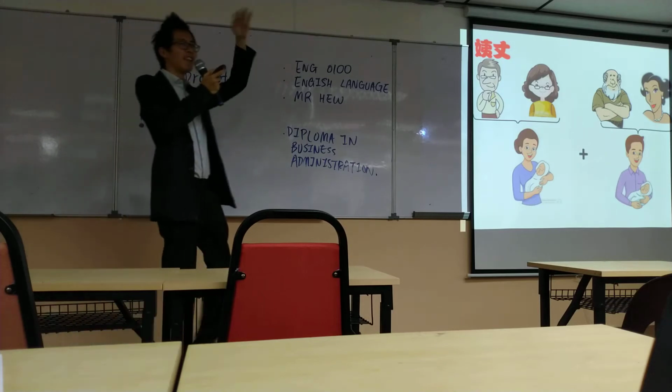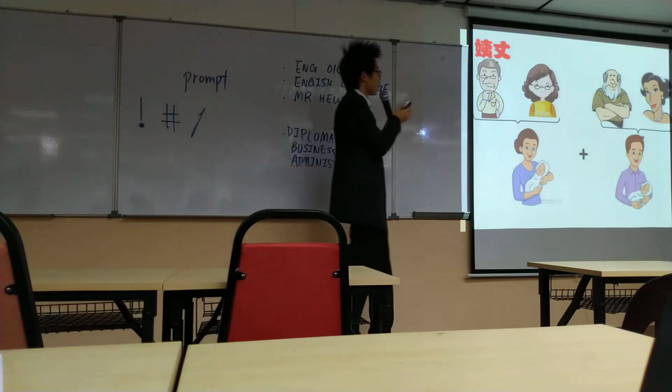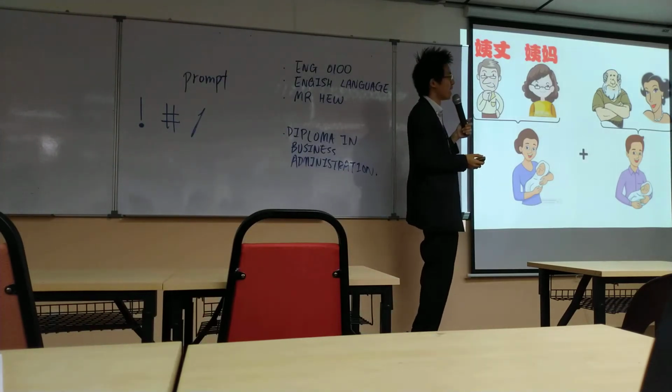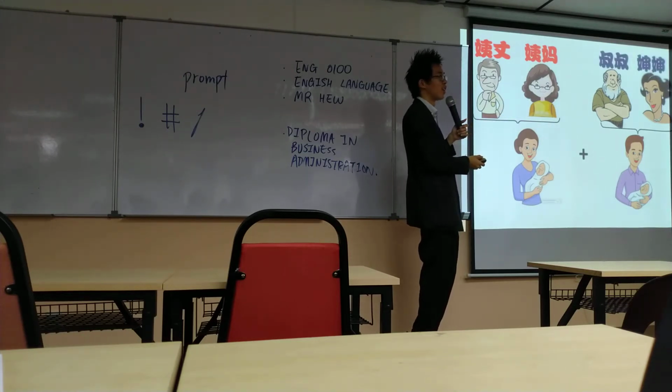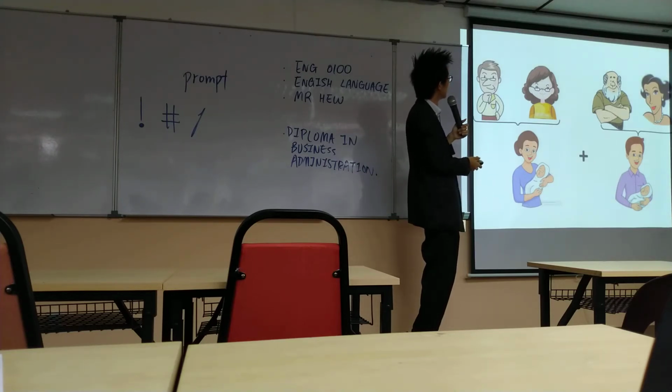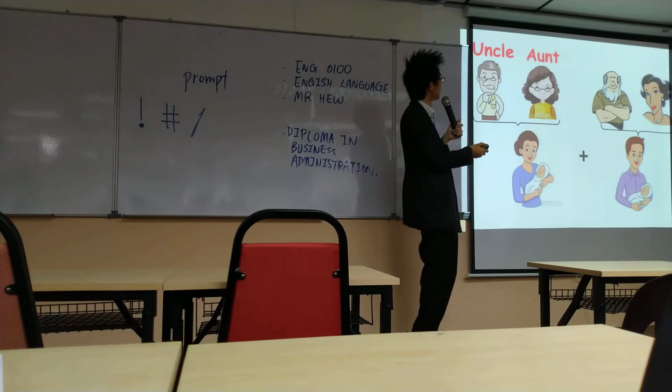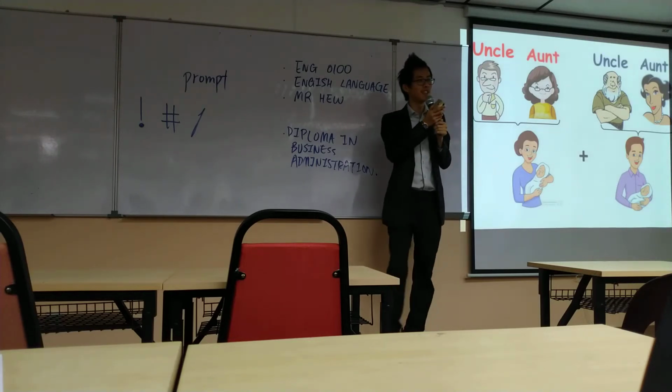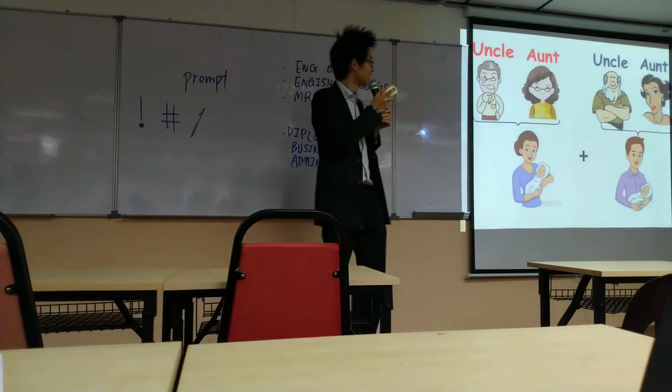A lot of aunts, uncles, I don't know how to call them. 姨丈、姨妈。Another side? 叔叔、婶婶，或姑丈什么姑姐啊？I don't know what's that. Okay. In English, very easy. Uncle, aunt, uncle, aunt. Okay. Uncle, auntie, very easy. Okay.